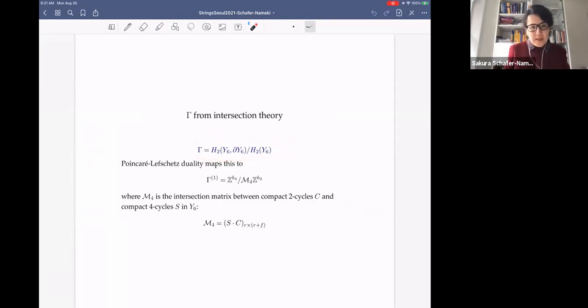And just because we have a Calabi-Yau, this is very simple to reformulate this, using Poincaré duality in terms of just intersection data. So when you have a Calabi-Yau threefold, one thing that's easy to compute is the intersections of four cycles, so divisors, compact four cycles, and compact two cycles. And in fact, this quotient here can be just rewritten in terms of this quotient of Z to the b4, so the four cycles, modulo some matrix times the lattice of two cycles, where this matrix here is simply the intersection of all the compact four and two cycles. And that's once you have resolved the singularity computation, that's extremely straightforward.